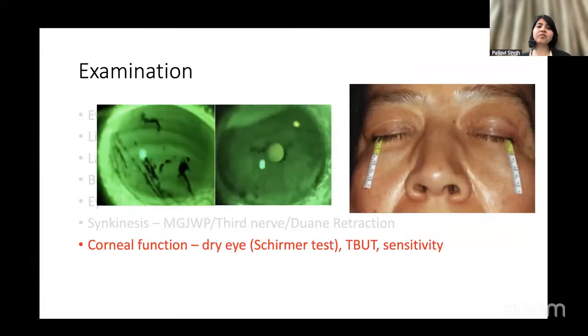And of course, you have to be very careful and mention that you looked at the cornea, because especially in cases with pre-existing dry eyes, they would be poor candidates for ptosis surgery.